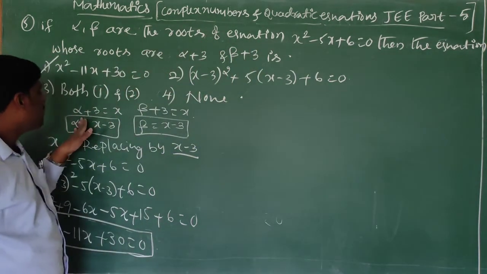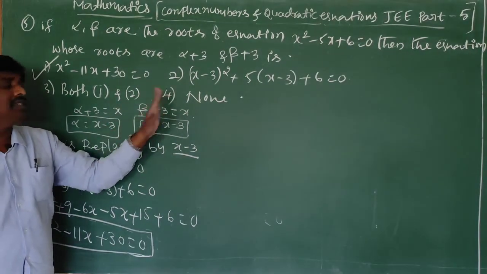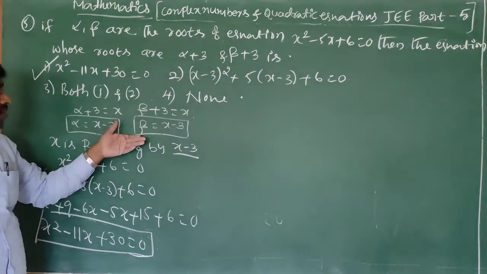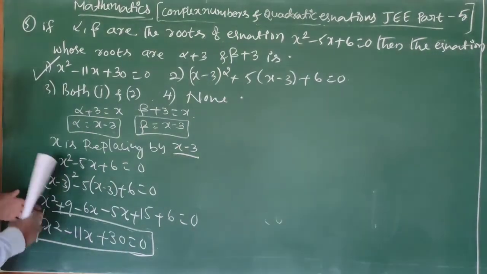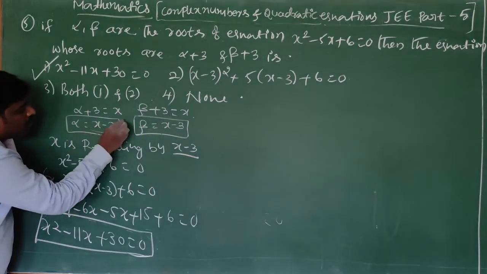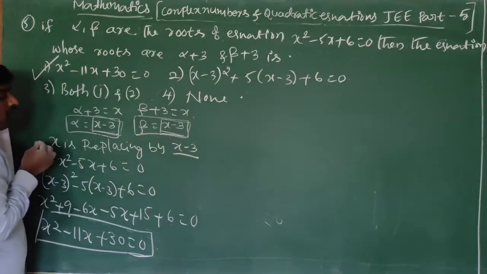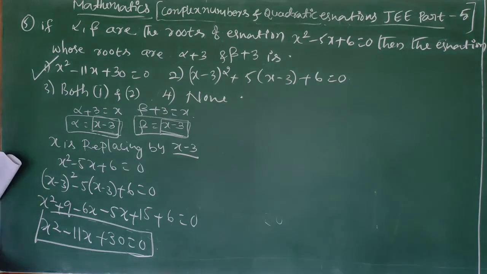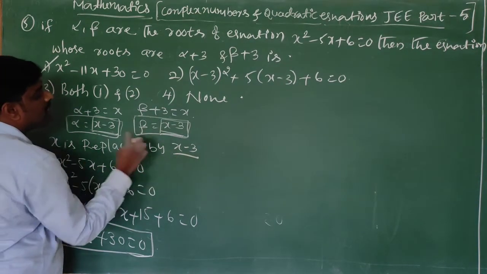Take alpha plus 3 is equal to x, otherwise beta plus 3 is equal to x. Alpha is equal to x minus 3, or beta is equal to x minus 3. This x minus 3 is the root. That means x is replaced by x minus 3, and you will get the equation.